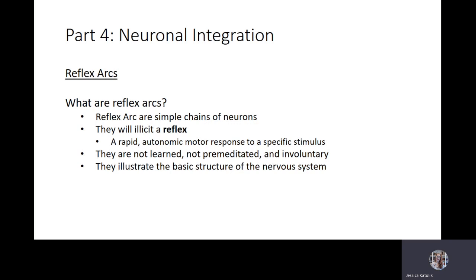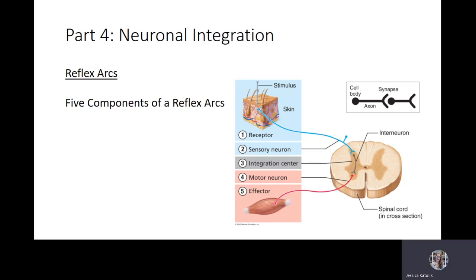So that's introducing the definition of a reflex arc and a reflex. But why are we talking about this? It's going to help us illustrate the basic structure of the nervous system and show us how neurons integrate information from the external and internal environment to create a complex response. So let's look at the components of the reflex arc. There are 5 components: a receptor, a sensory neuron, an integration center, a motor neuron, and an effector. So let's go through it piece by piece.